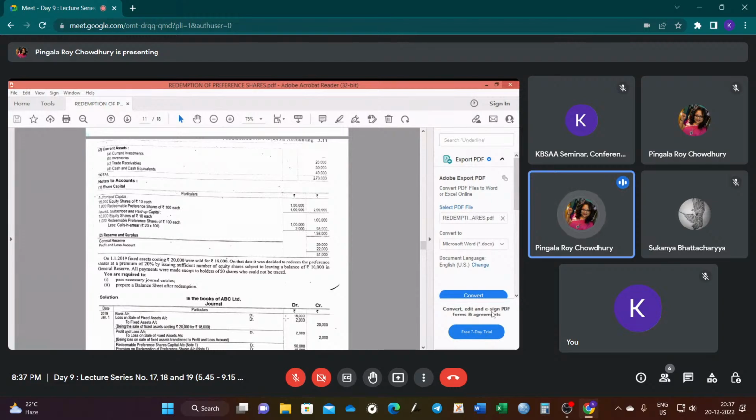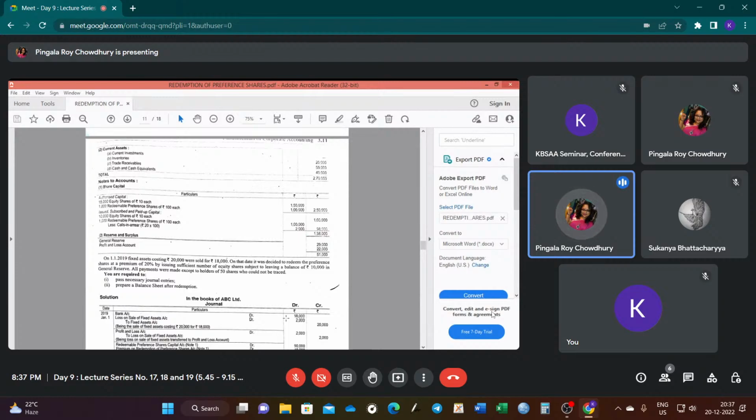General reserve is having an amount of rupees 29,000, and profit and loss account is having a balance of rupees 22,000, out of which you have to cater for the premium on redemption. You have to cater for the fixed asset loss. The fixed assets of rupees 20,000 has been sold for 18,000. So there you have to utilize your profit and loss account. Again, you have to utilize your profit and loss account for the premium part.